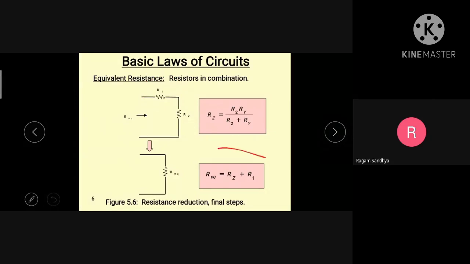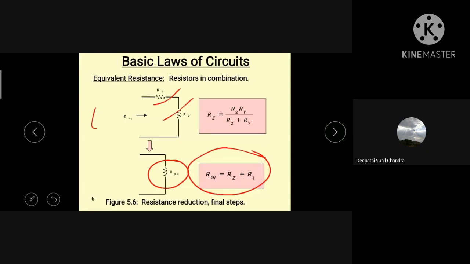What is the series connection formula? R equivalent equals Rz plus R1, because these two are a series combination. That is our target. This is the equivalent resistance of your given circuit. We have only a single resistance, called the R equivalent or RT. Both are the same. This is the fourth step and this is the fifth step. Now it is clear? Yes, sir. Very good.